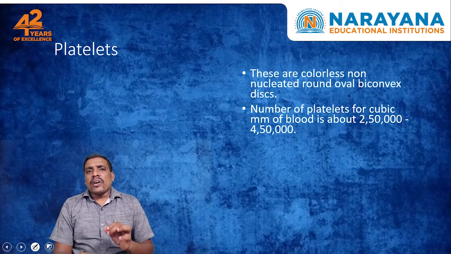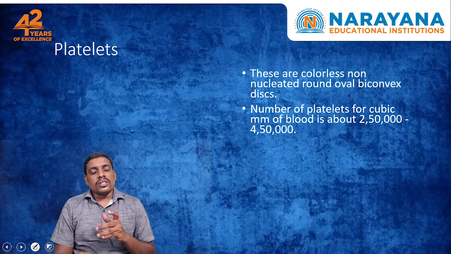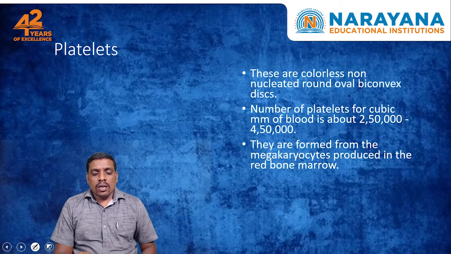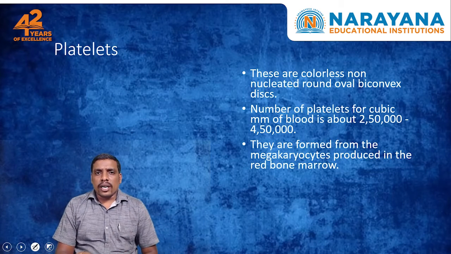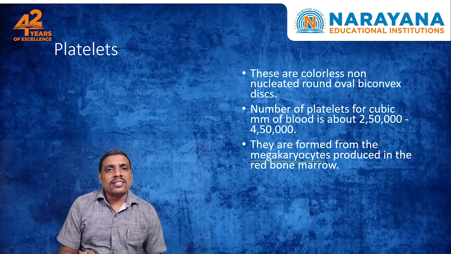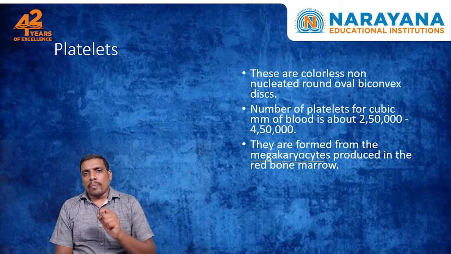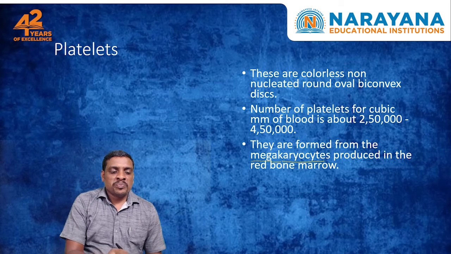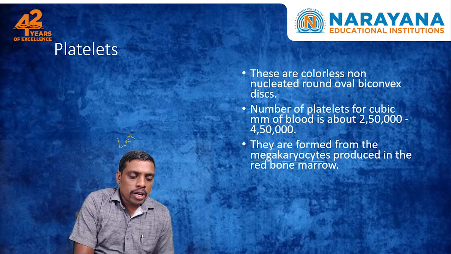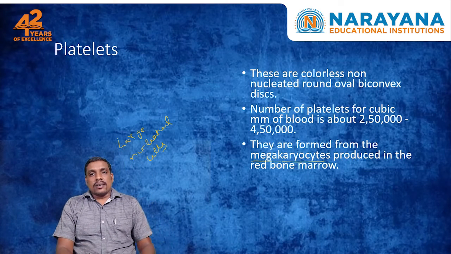Now their number varies from 2,50,000 cells to 4,50,000 cells. They are formed from megakaryocytes. Mega means large, karyo means nucleated cells. Large nucleated cells are produced in the red bone marrow. Red bone marrow contains large nucleated cells. These large nucleated cells produce the platelets.